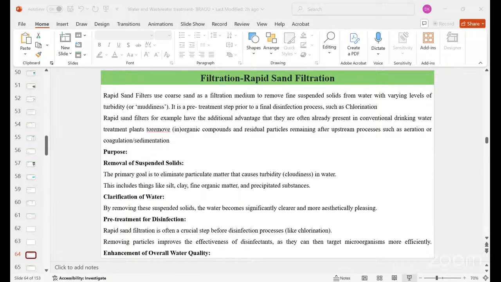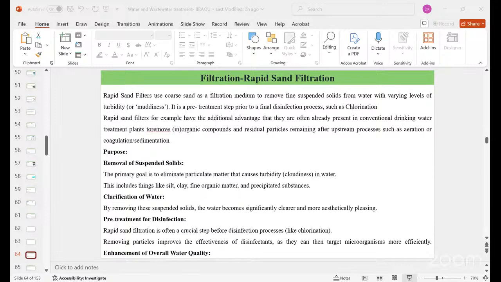the mechanism by which the particles are removed varies. All right. One is straining. Straining is the physical blockage of particles which are larger than the filter pores. Adsorption, where the particles adhere to the filter medium surface. And sedimentation, where the particles settle down within the filter at the bottom. And biological action, where the microorganisms within the filter break down the particles by consuming them and lower the contamination levels. And there are different types of filtration processes.